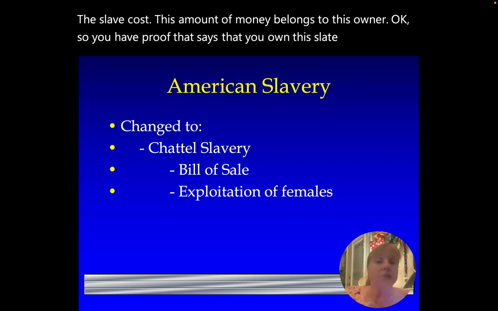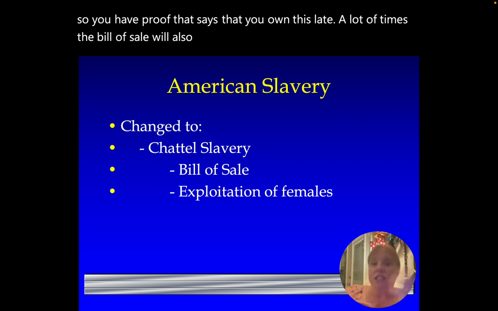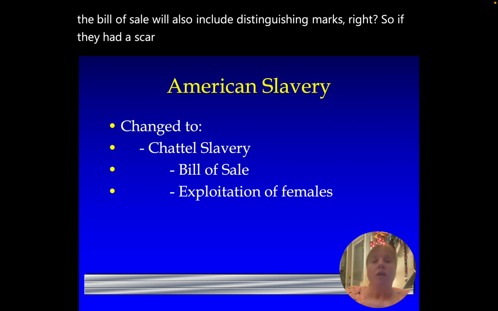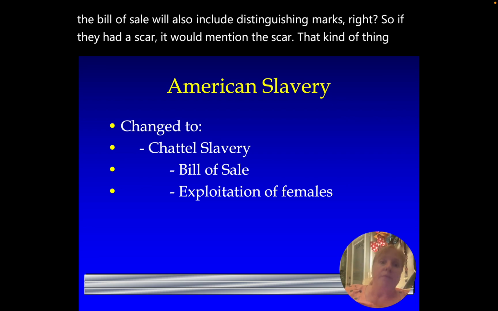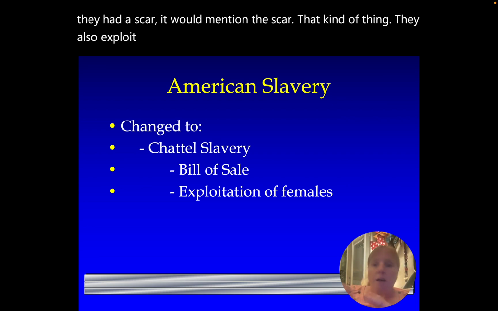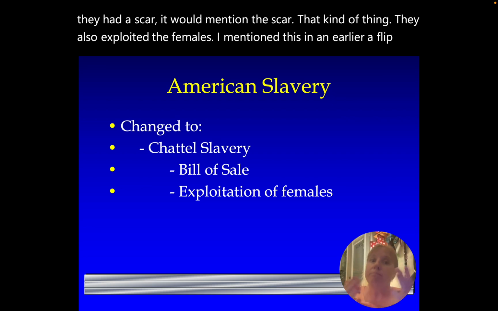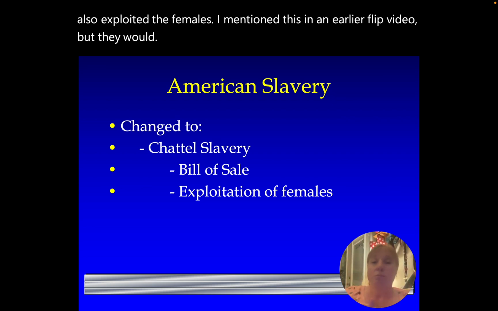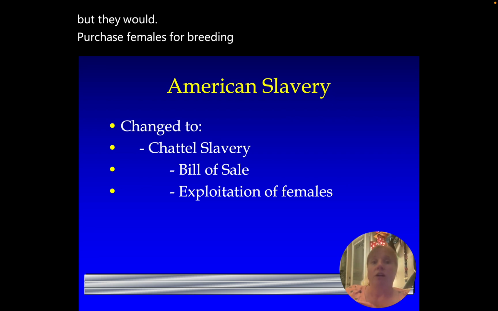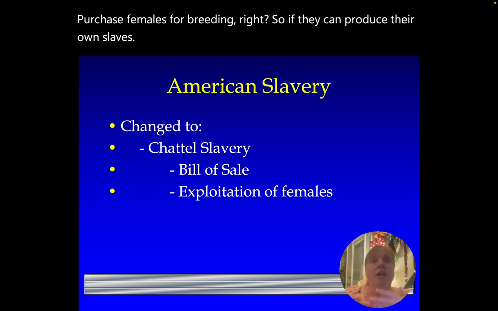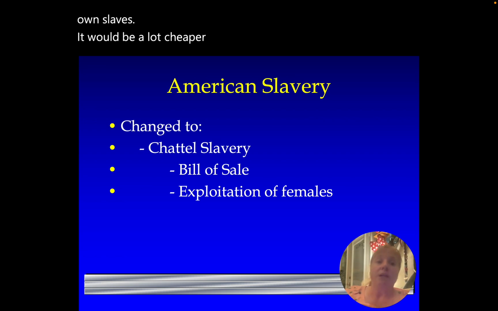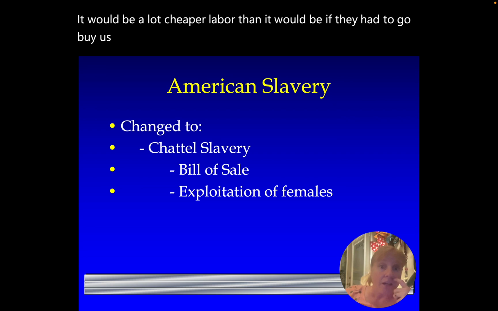A lot of times the bill of sale will also include distinguishing marks, right? So if they had a scar, it would mention the scar, that kind of thing. They also exploited the females. I mentioned this in an earlier flip video, but they would purchase females for breeding, right? So if they can produce their own slaves, it would be a lot cheaper labor than if they had to go buy a slave, right? So the females cost less, okay?